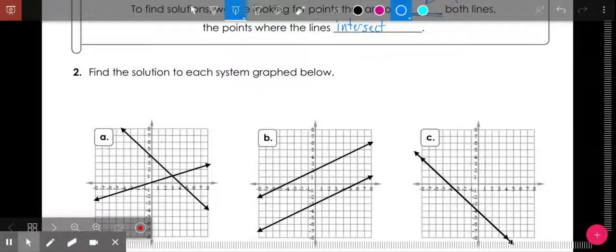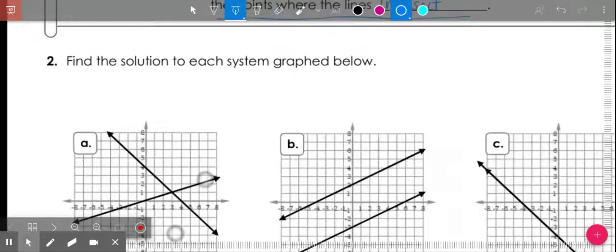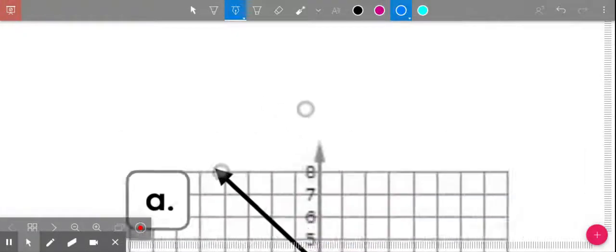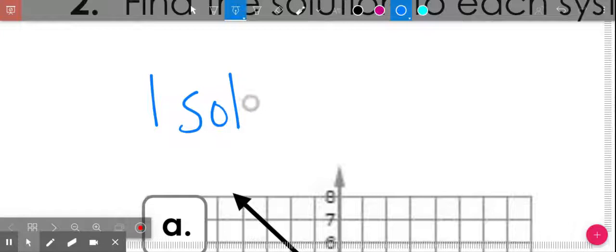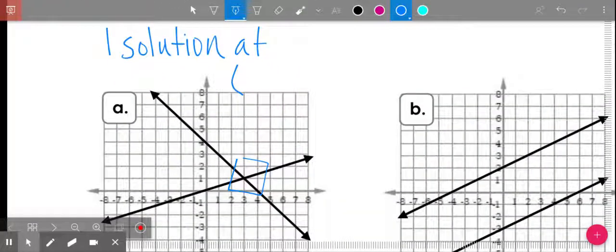We're going to be looking for the solution. So we want to know the points where the lines intersect, or the point that is true for both lines. If I look at system A, my lines intersect right at the point 3, 1. So this has one solution at the point, what was it again? 3, 1. Right at 3 and up 1.